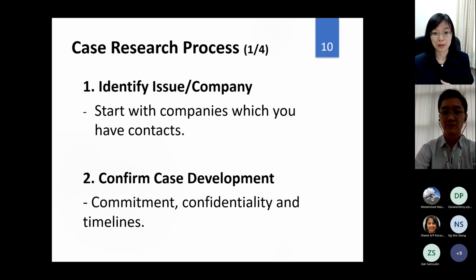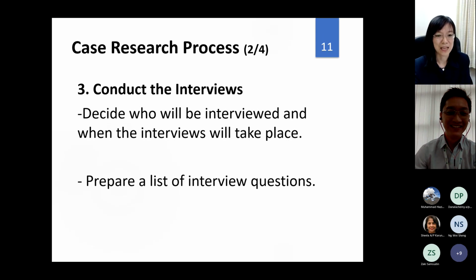All those are very important because sometimes if you don't set the timeline, you may find that your case writing may actually run over time, or it may take longer than expected. And the issue then is that the problem you were writing on may become an old problem, not interesting anymore, right? So the timeline there is very important.